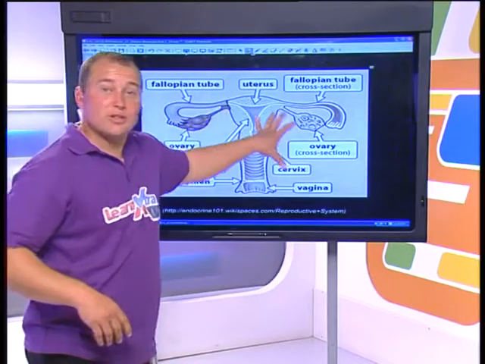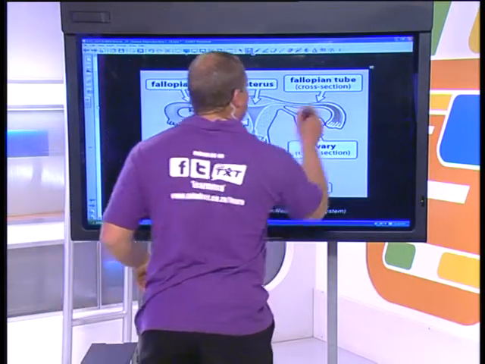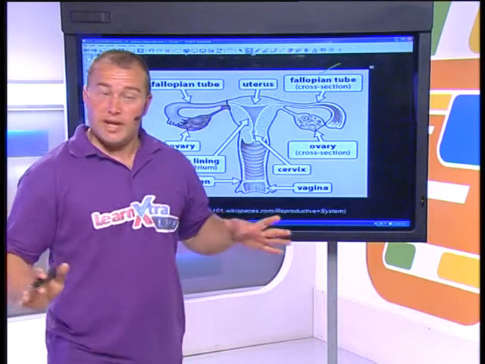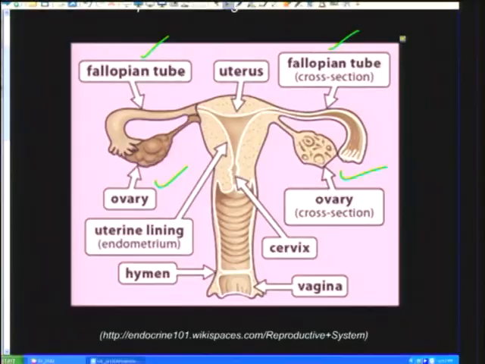You need to know this, okay? You need to know these labels. You need to know the fallopian tube. Very important. You need to know your ovaries. So they're the ovaries, they're the fallopian tubes. Very simple. You need to know the uterus, okay?